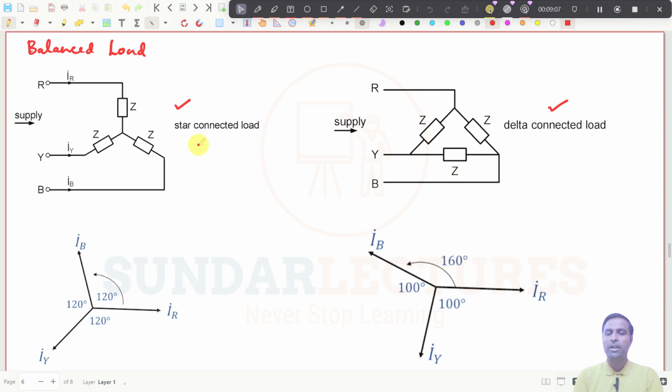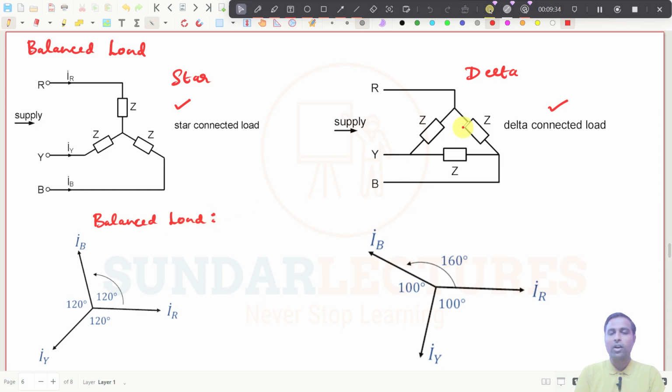And in the load system also, the loads can be connected either in star or in delta. You see, this is actually star and this is nothing but delta. Don't get confused, because this is not related to this graph, this is a separate part. This is nothing but a balanced load.